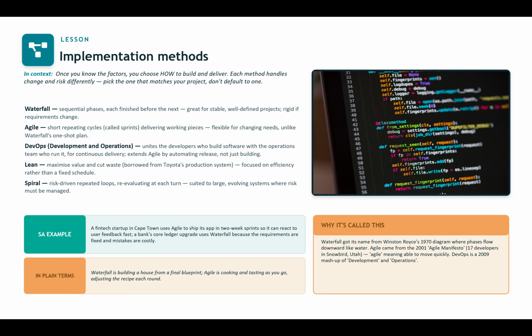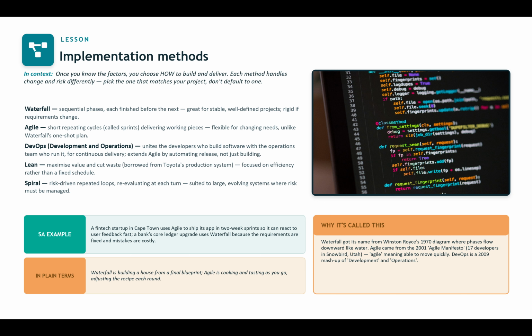So for example, a fintech startup in Cape Town uses Agile to ship its app in 2-week sprints so it can react to user feedback fast. A bank's core ledger upgrade uses waterfall because the requirements are fixed and mistakes are costly. So the difference is that the first startup is more concerned about the feedback from their clients, whether the clients actually like this application or not, and therefore they need to be able to update whatever feedback they get within 2 weeks.